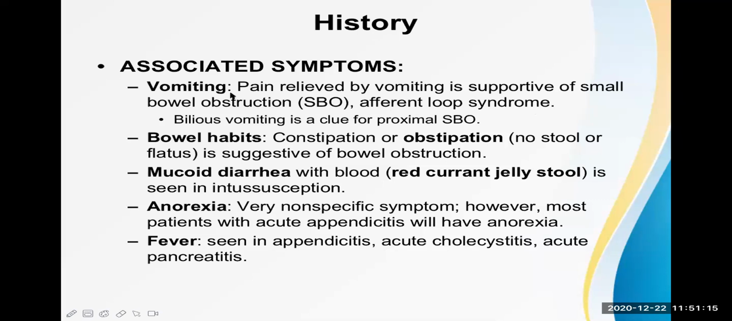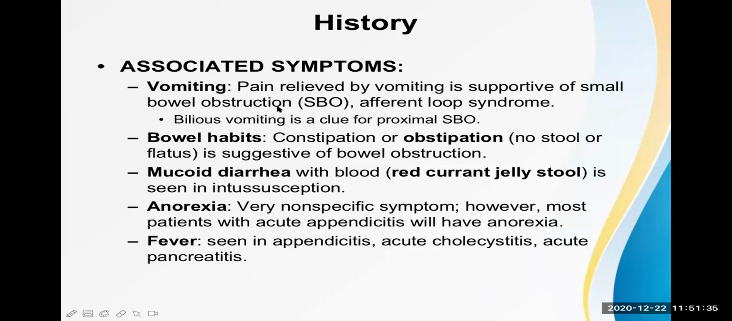Acute appendicitis will have vomiting along with abdominal pain. Intestinal obstruction will have vomiting along with abdominal pain. So many causes are there. So, some of the important points: if pain is relieved by vomiting, that is supportive of small bowel obstruction or afferent loop syndrome.